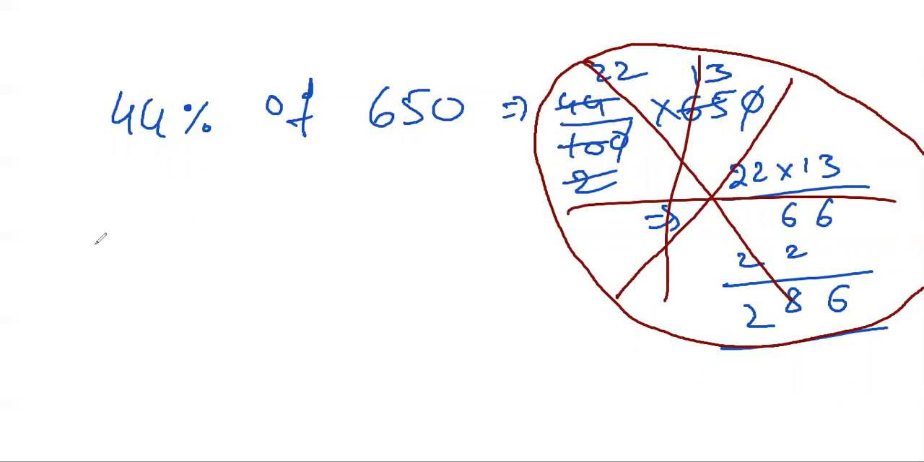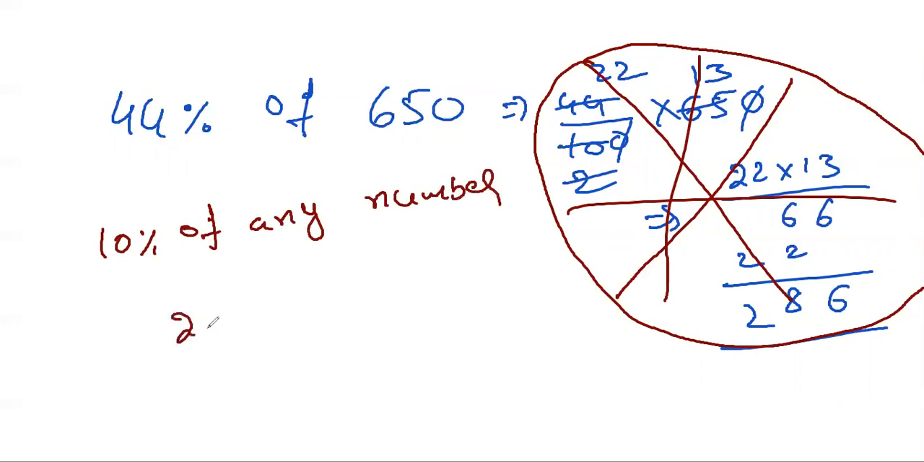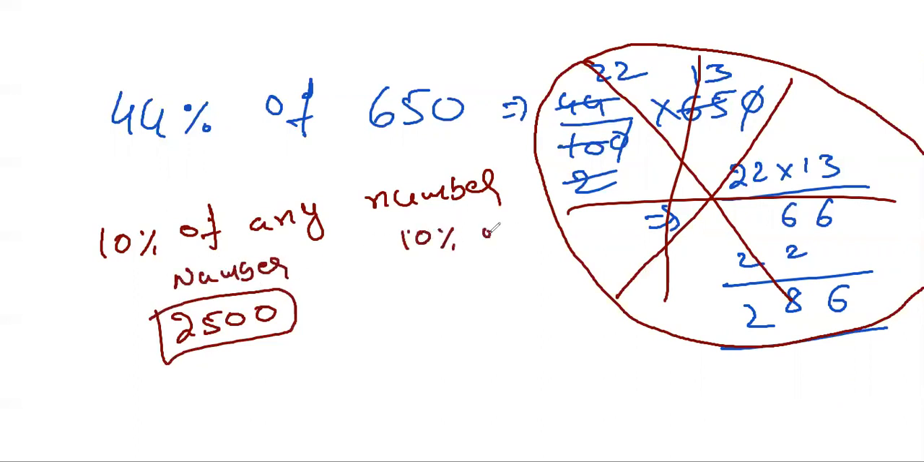Because every one of you knows 10% of any number. I'll discuss it. For example, 2500 is given. What is 10% of this value? 10% of the number is 250, because you will put a point here. Then your answer is 250.0, which is nothing but 250.